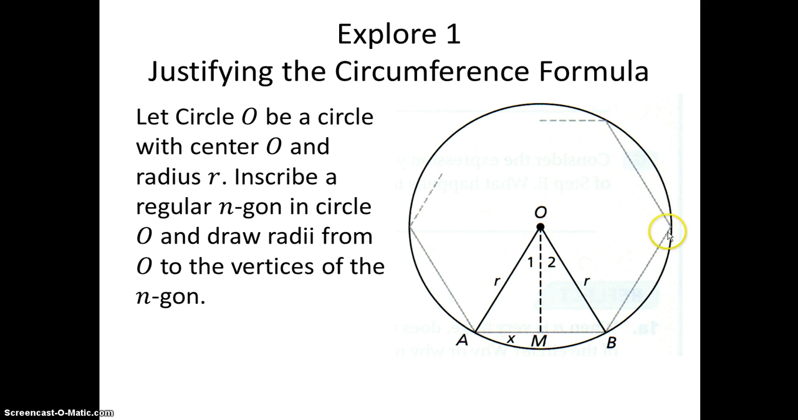The reason I say N-gon is because I'm not assuming that this polygon on the inside has any certain number of sides. I'm just saying it arbitrarily has n sides. So we're going to inscribe this regular N-gon in the circle O, and we're going to draw the radii. Radii is plural for radius. We're going to draw these radii to the vertices of our arbitrary N-gon.